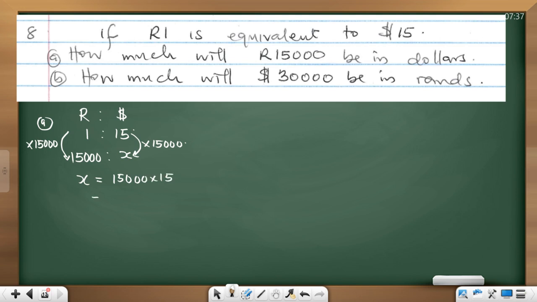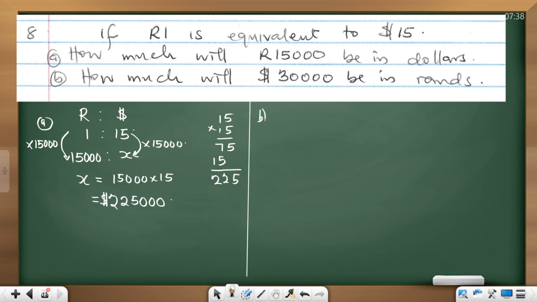All right, X is 15,000 multiplied by 15. Don't worry about the zeros. What is 15 times 15? All right, that will give me 75. 1 times 5, 5, and 1. And that will give us 5, 2, 2. So that is 2, 2, 5, and 000. All right, I know this rate looks weird, but it's just for calculation purposes.